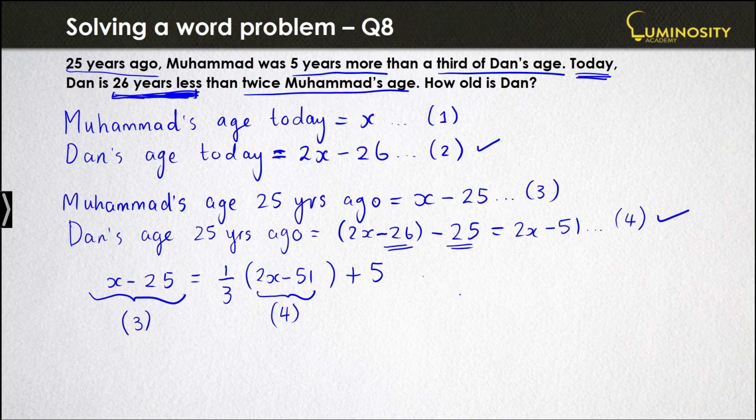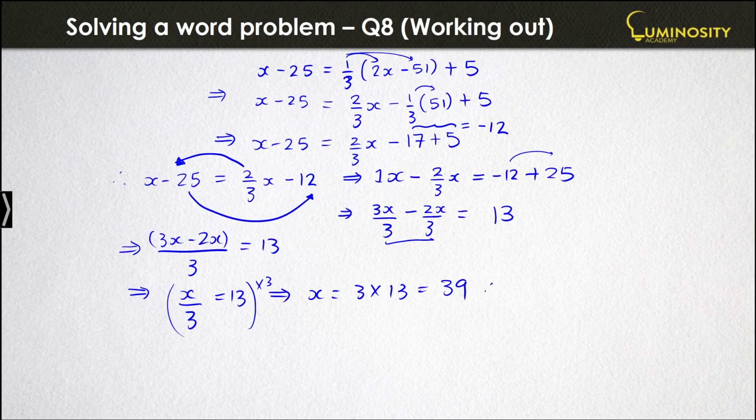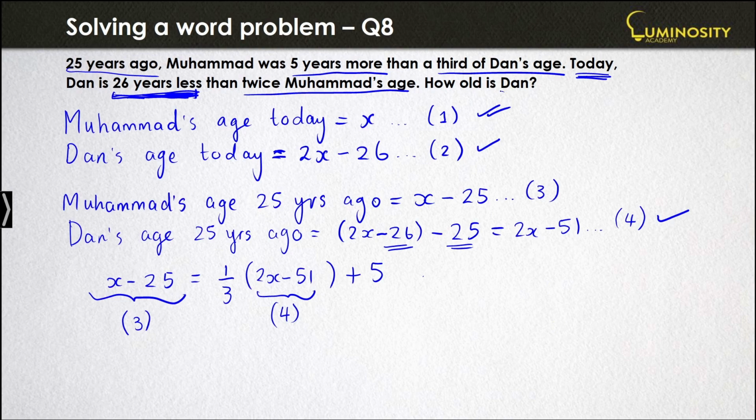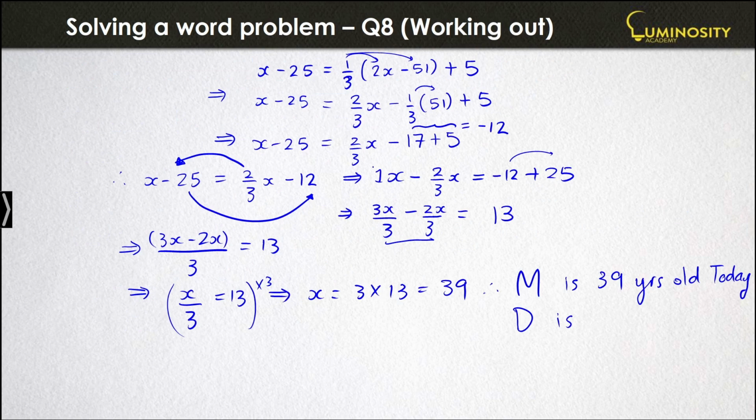But what was x? X we said was Muhammad's age today. So therefore Muhammad is 39 years old today. So therefore Dan is how old today? Because that is what we are looking for. Well, that's Dan's age today. So it's 2 times x, which is 39, minus 26. And if we put that in our calculator, that is 52 years old today. And that is our final solution.